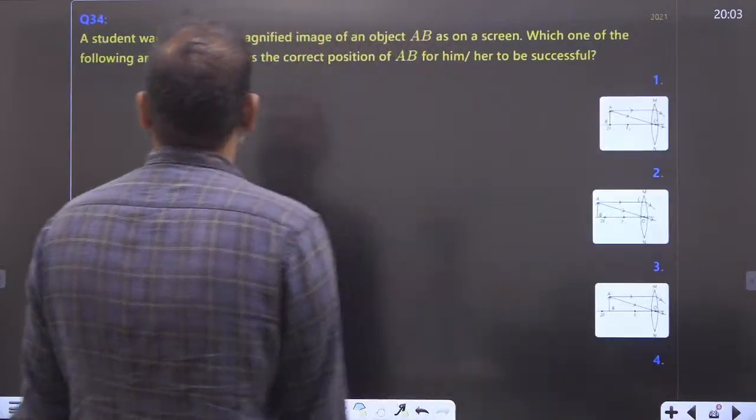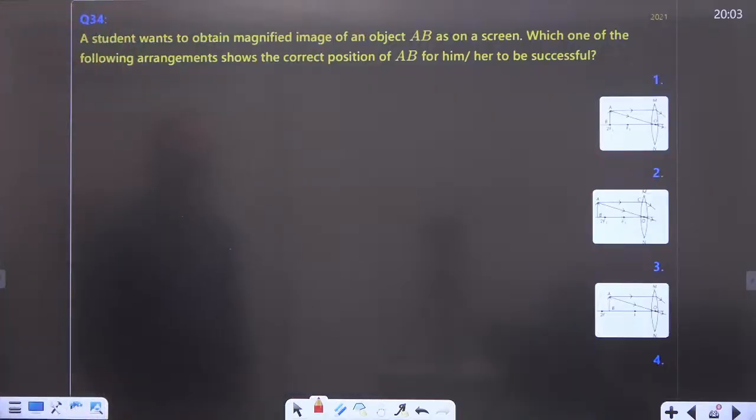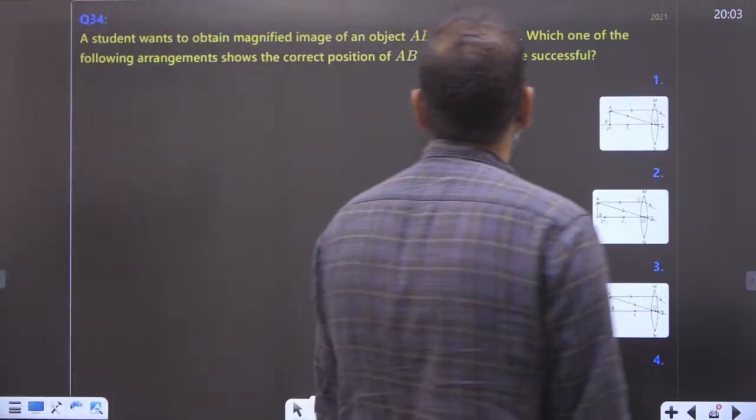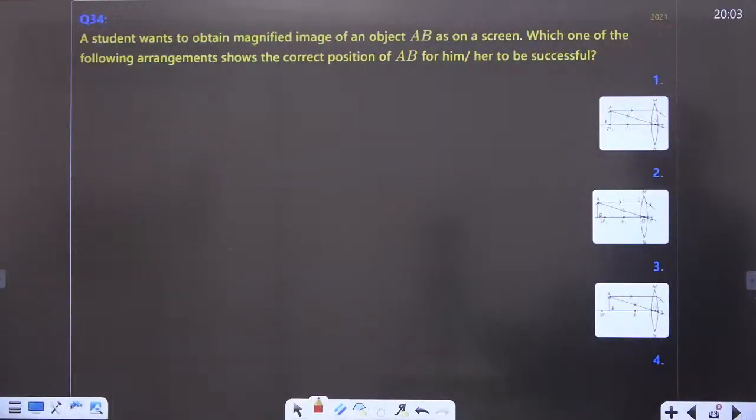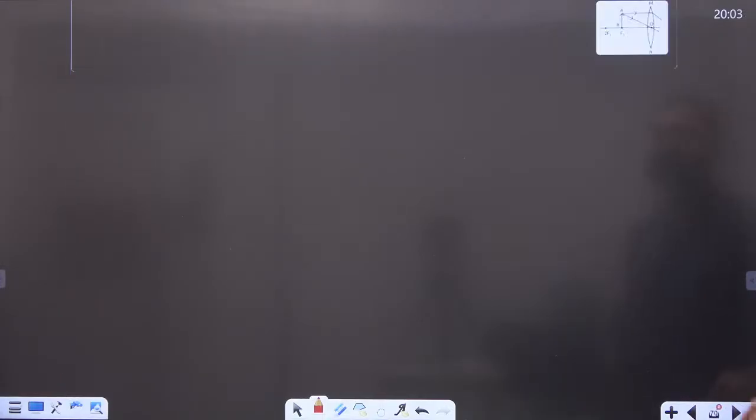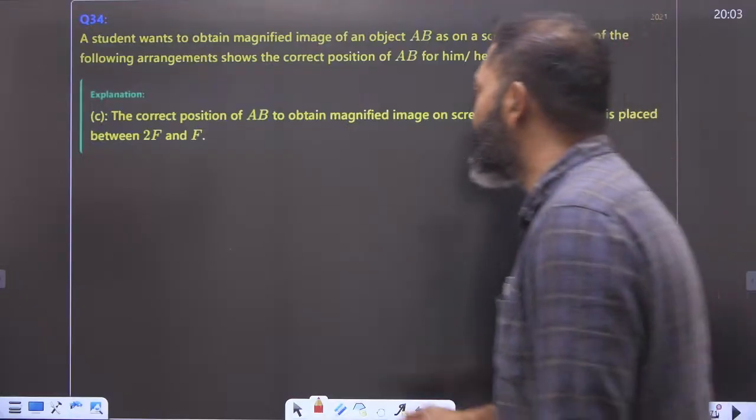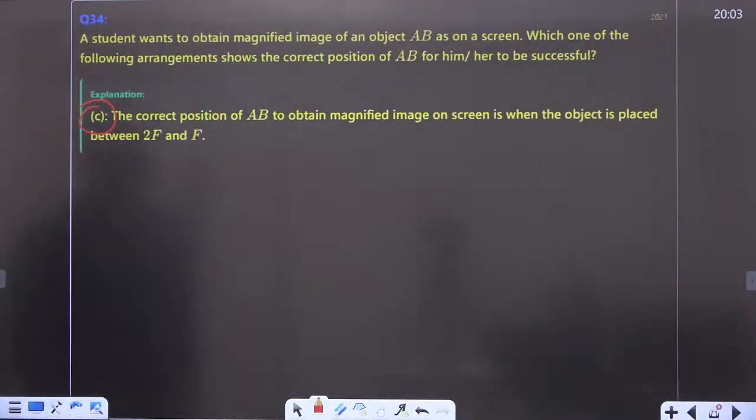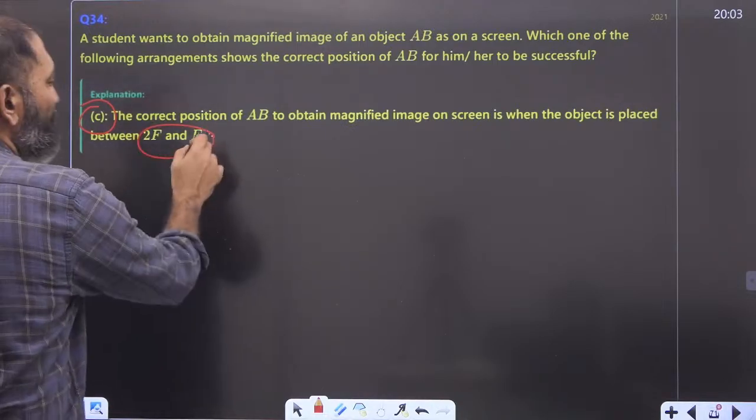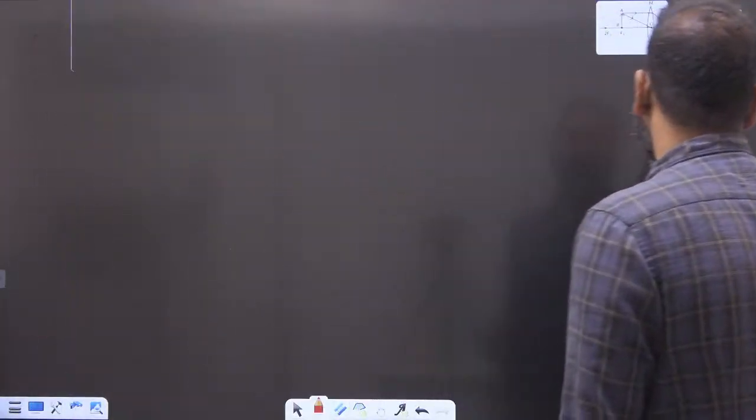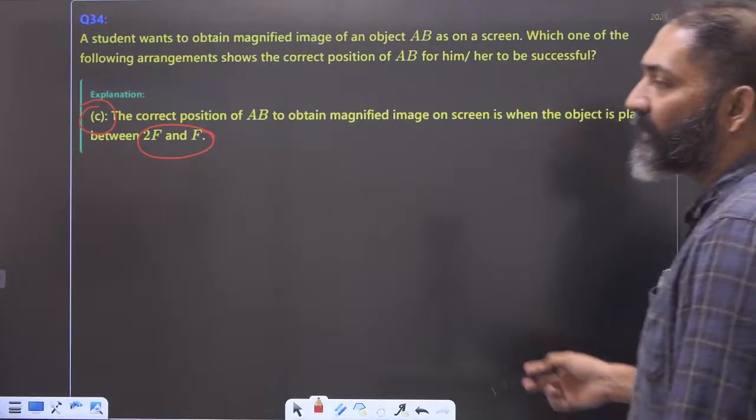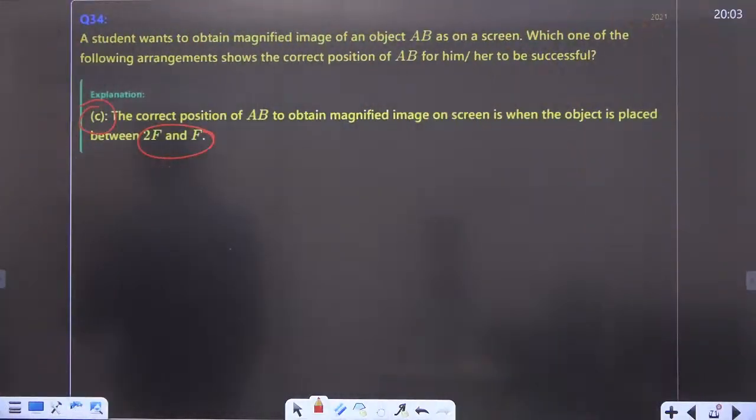Okay. The student wants to obtain magnified image of an object AB as on a screen. Which one of the following arrangements shows the correct position of AB for him or her to be successful? What is their aim? Magnified image of an object. The fourth option is not given. So to get magnified image, what you have to do? The correct position of AB to obtain magnified image on the screen is, object is placed between 2F and F. Remember, it is convex lens. To convex lens, you get a magnified image. You should place the object between 2F and F.